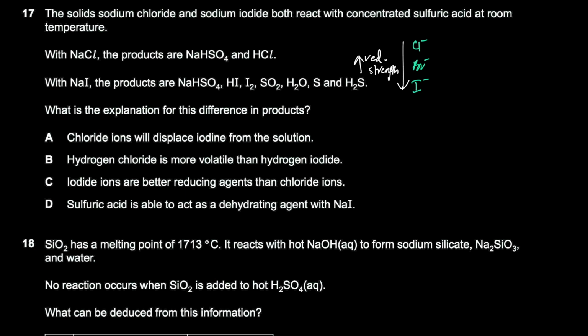Reducing agents undergo oxidation. So their ability to reduce something else and undergo oxidation, that means their ability to lose electrons increases. Because the number of shells increases, shielding increases, the attraction between the valence electron and the nucleus decreases. So it's easier for them to lose electrons, undergo oxidation, and reduce something else. So iodide reduces sulfuric acid, whereas chloride does not reduce sulfuric acid. So the answer is just C. Iodide ions are better reducing agents than chloride ions.